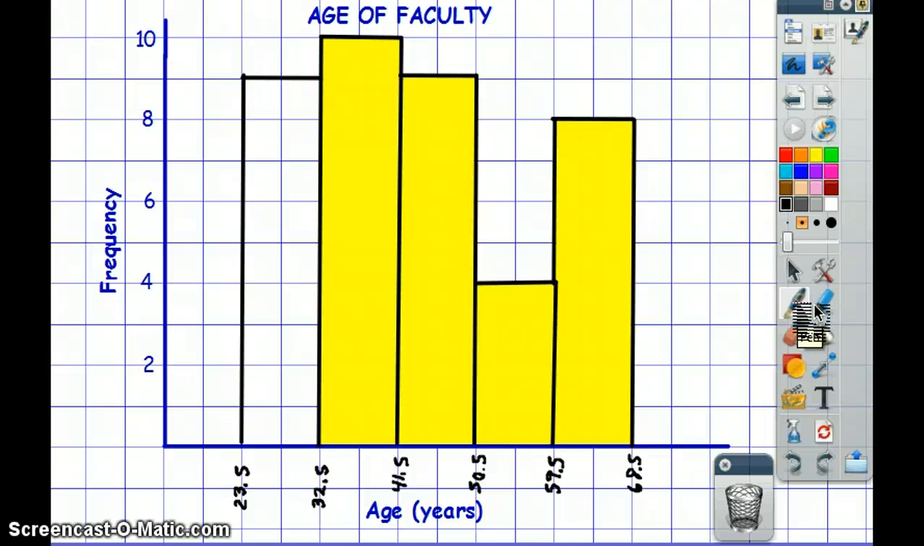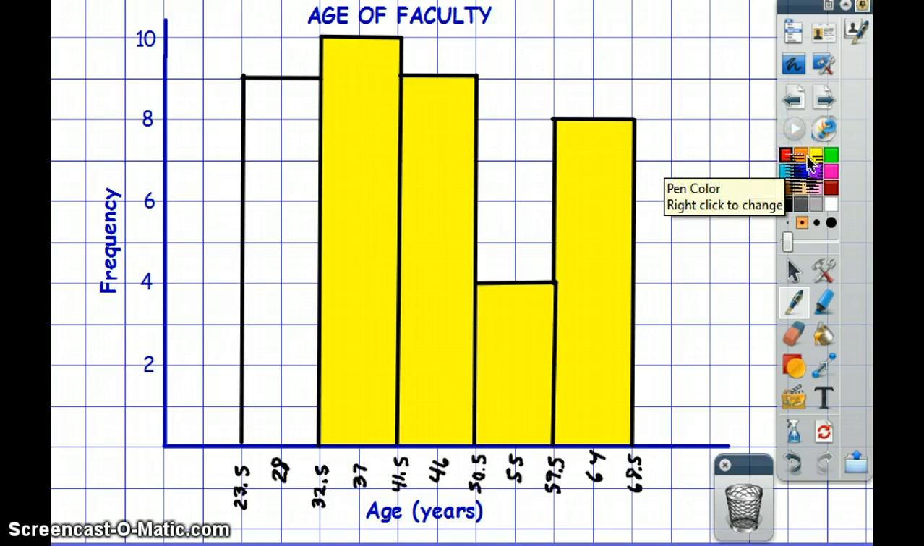Finally, part C says draw the frequency polygon. So to draw the frequency polygon, we go to the midpoint. The midpoints are these points that are halfway between. The first midpoint we got was 28, and then 37, 46, 55, and finally 64. And at that midpoint, we mark the spot where the frequency is.